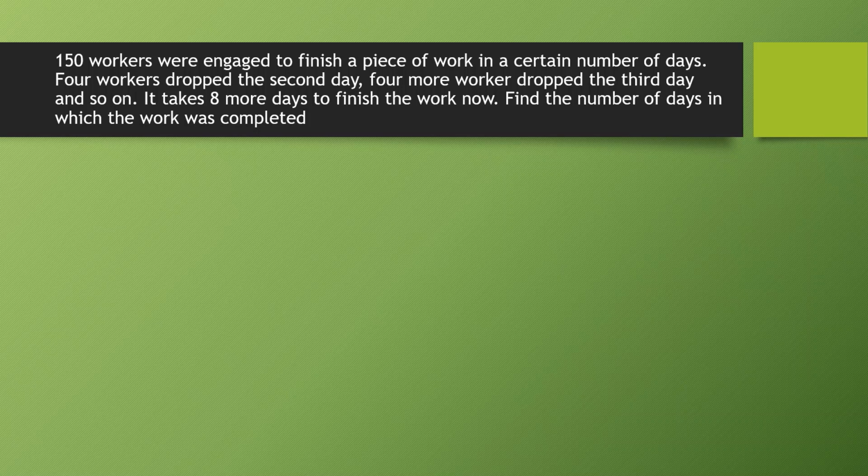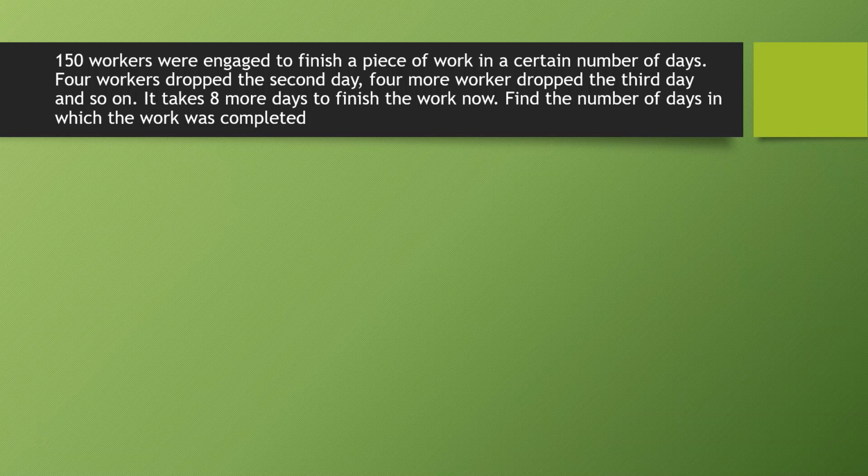Okay, very good sum, which was asked in City Pride School in last year's prelim exam. Many children could not solve it. 150 workers were engaged to finish a piece of work in a certain number of days. If I have 150 people, they are taking some days to complete the work. In the second case, 4 workers dropped the second day, 4 more workers dropped the third day. So if I go on reducing 4 workers every day, I am taking 8 more days to complete the work.